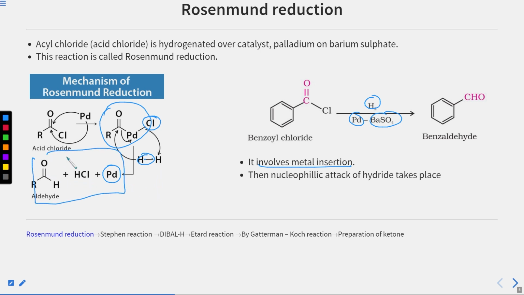You can see that we are left with this Pd, which was the catalyst. Its concentration is not changing throughout the reaction mechanism, and the reagent was H2, whose concentration is changing, because this H2 is now converted to this aldehyde part and your Cl minus counter ion. Clear? So there is a nucleophilic attack of this hydride. So this was our Rosenmund reaction that we studied yesterday.